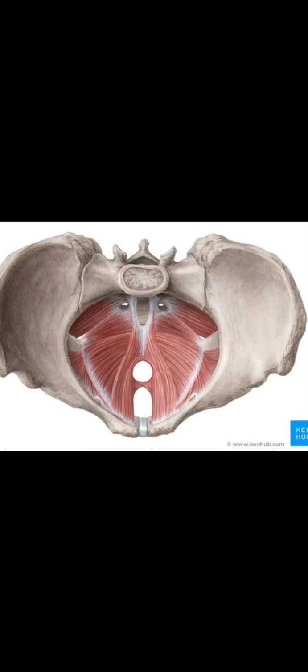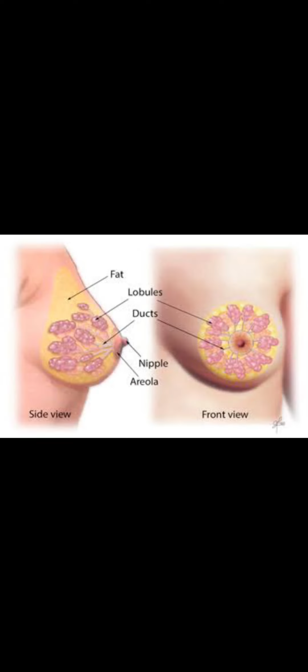Now let's see the pelvic peritoneum. Pelvic peritoneum is a membrane that lines the internal part of the abdomen and pelvis. So these are all about the related structures like pelvic floor, pelvic cellular tissue, and pelvic peritoneum. Let's move on to the last organ, which is the breast.